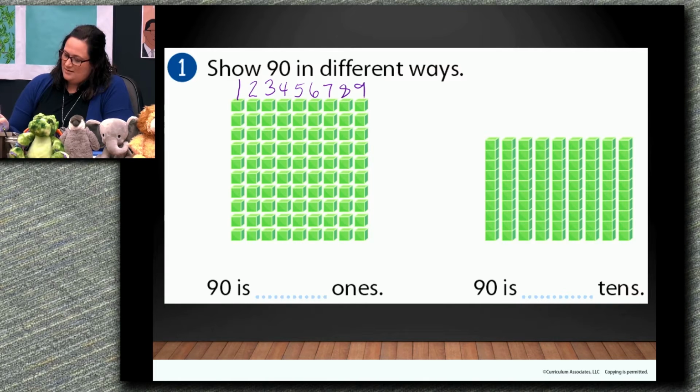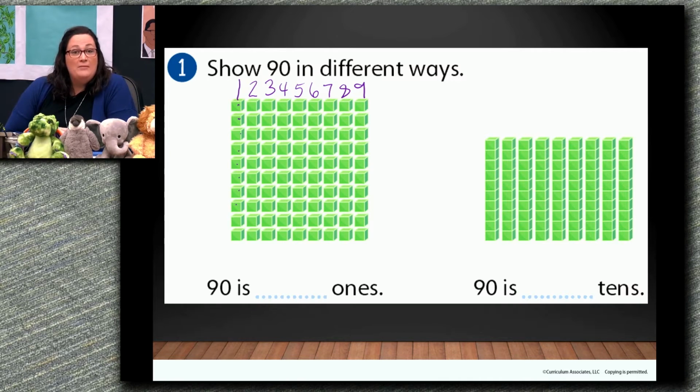Do you see it? And there's 10. 1, 2, 3, 4, 5, 6, 7, 8, 9, 10. How many little squares are there? Yeah, there's 90 of them.